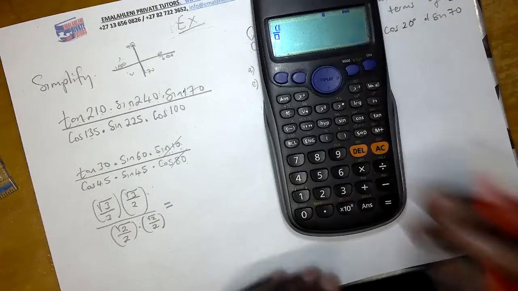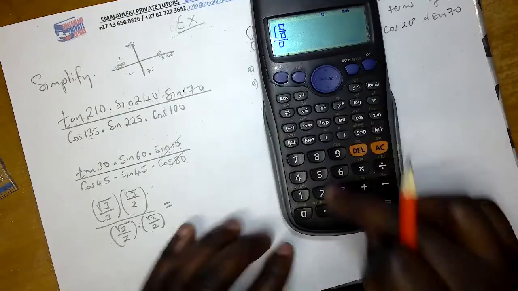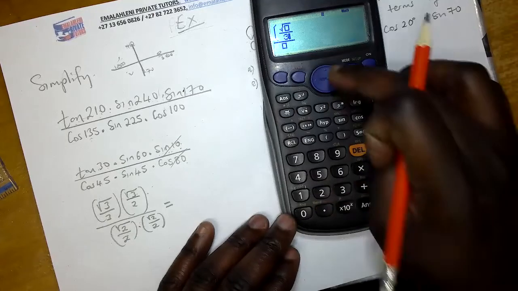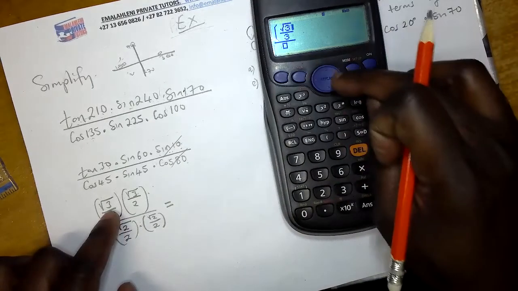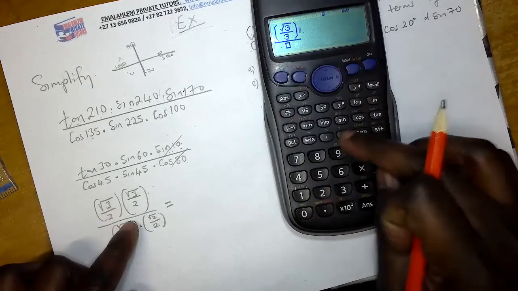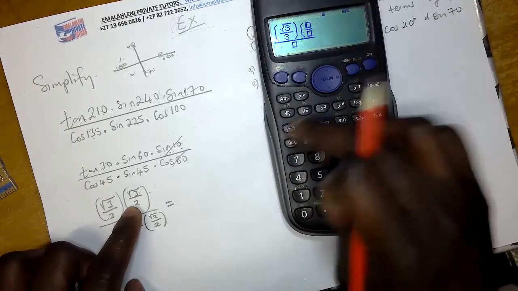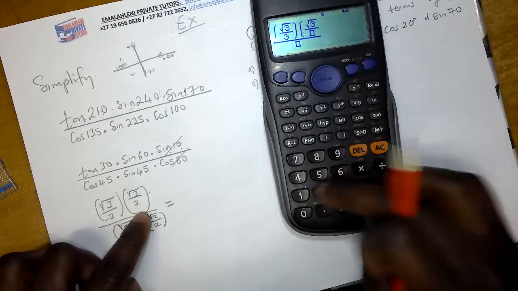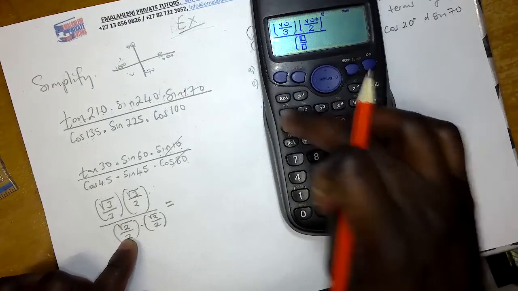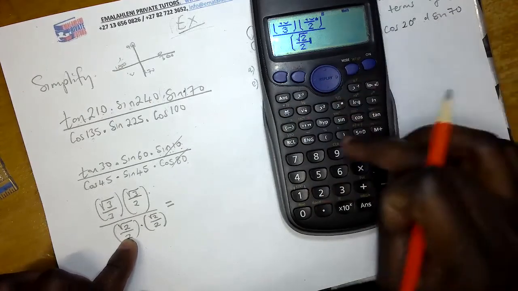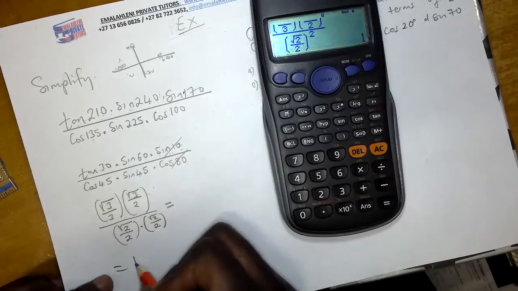Now, I want you to understand the importance of brackets here. You put the bracket, then root 3 over 3, and we close it. Then we open another one and put our fraction there, root 3 over 2. We close. Then we go underneath, root 2 over 2, we put that, and we square that. What do we get? We get 1. So our answer will be equal to 1.